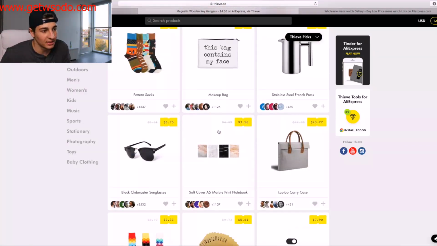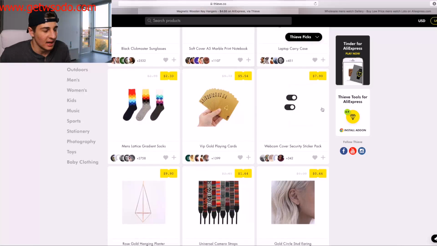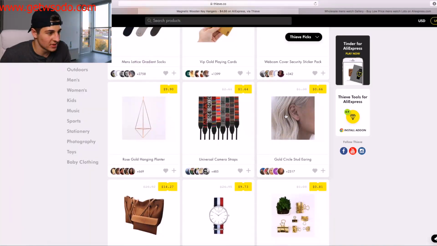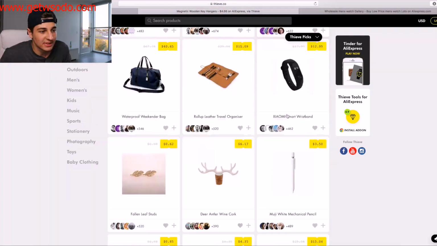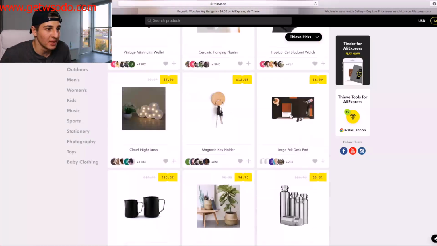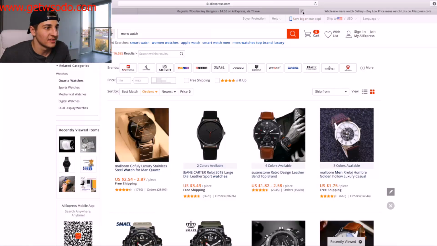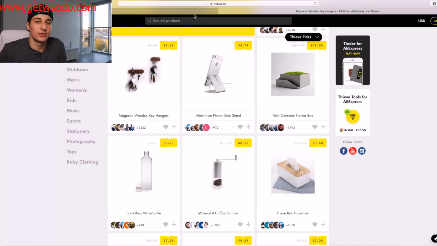And so going through Thieve and finding these products that aren't selling very well might not be the best idea. But if you do find something on here and it catches your eye, and it has a couple pages of orders that day, or for whatever day you're looking at it, that could be something that you could possibly test and just play around with. So that's actually going to wrap it up for this video, guys. Just using Thieve and then going through on AliExpress to validate that it's selling.